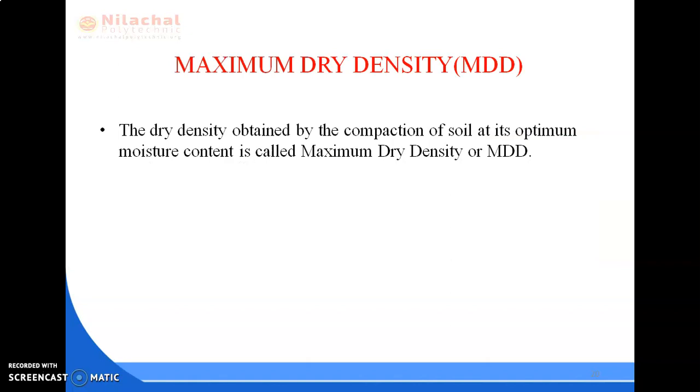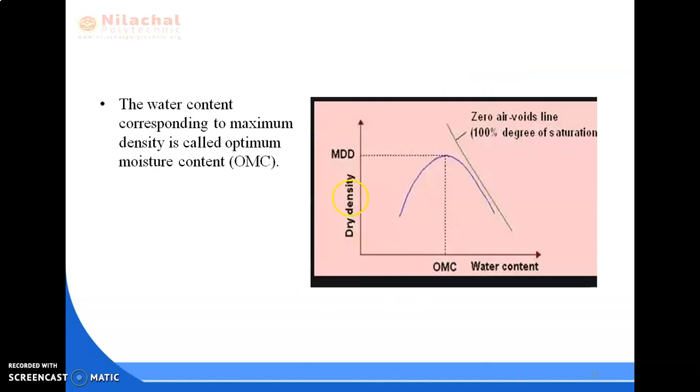Next is MDD or maximum dry density. So, the dry density obtained by the compaction of soil at its optimum moisture content is called maximum dry density or MDD. This point is known as MDD, maximum dry density. This point is OMC. That means at that water content we found the density is maximum. This is the MDD.